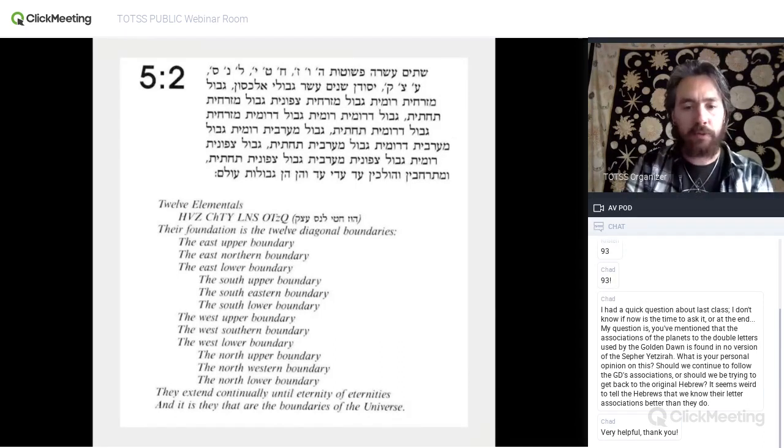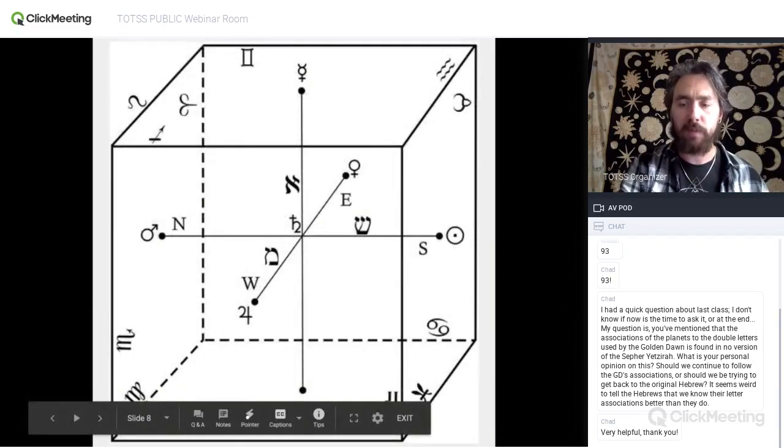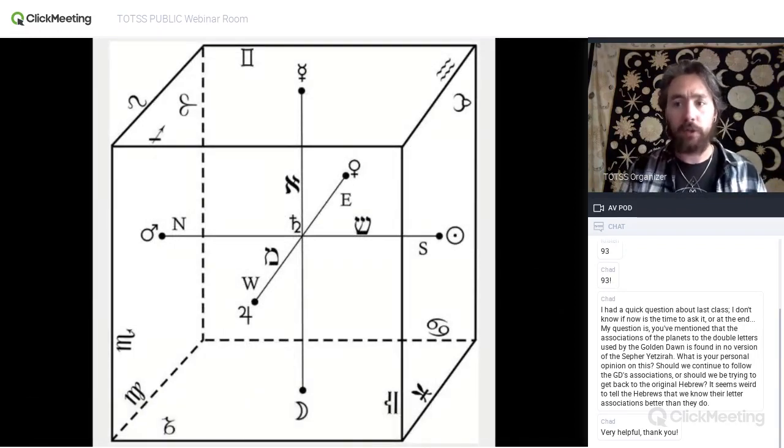Okay, now we've got these attributions to the boundaries here, right? So this is talking about the cube of space, or this is interpreted, and used to construct the cube of space. Now, the exact ordering that you just saw on that last screen doesn't match the ordering used in the short version, and it was the short version that's used to construct the cube of space, which you are now looking at. So you can just see the 12 boundaries, the 12 edges where the faces of the cube meet. And so they're attributed to the 12 single letters, to the signs of the zodiac, and to the tarot as well. And so you can see them there.